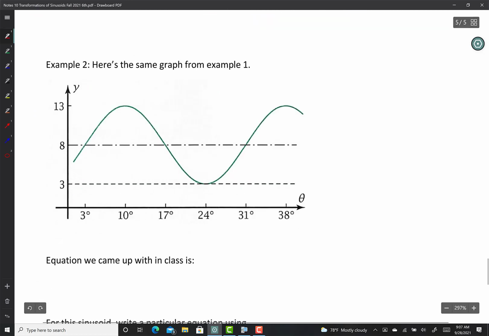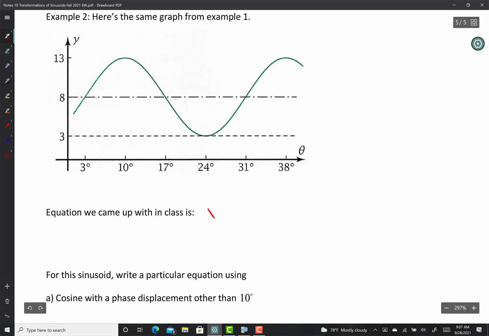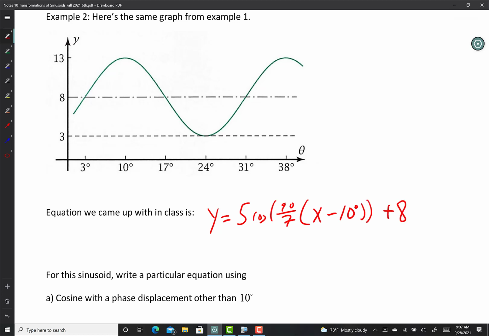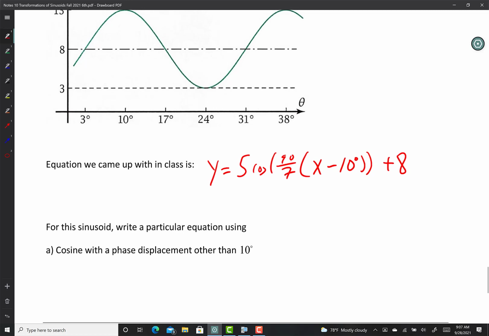And voila, that graph is the same graph we just did, but we had to practice. And we didn't change anything. The equation we came up with as a class: y equals 5 cosine 90 over 7, parenthesis, x minus 10 degrees, close, close, plus 8. Here we go. We're going to answer a whole bunch of questions with the same graph over and over again.